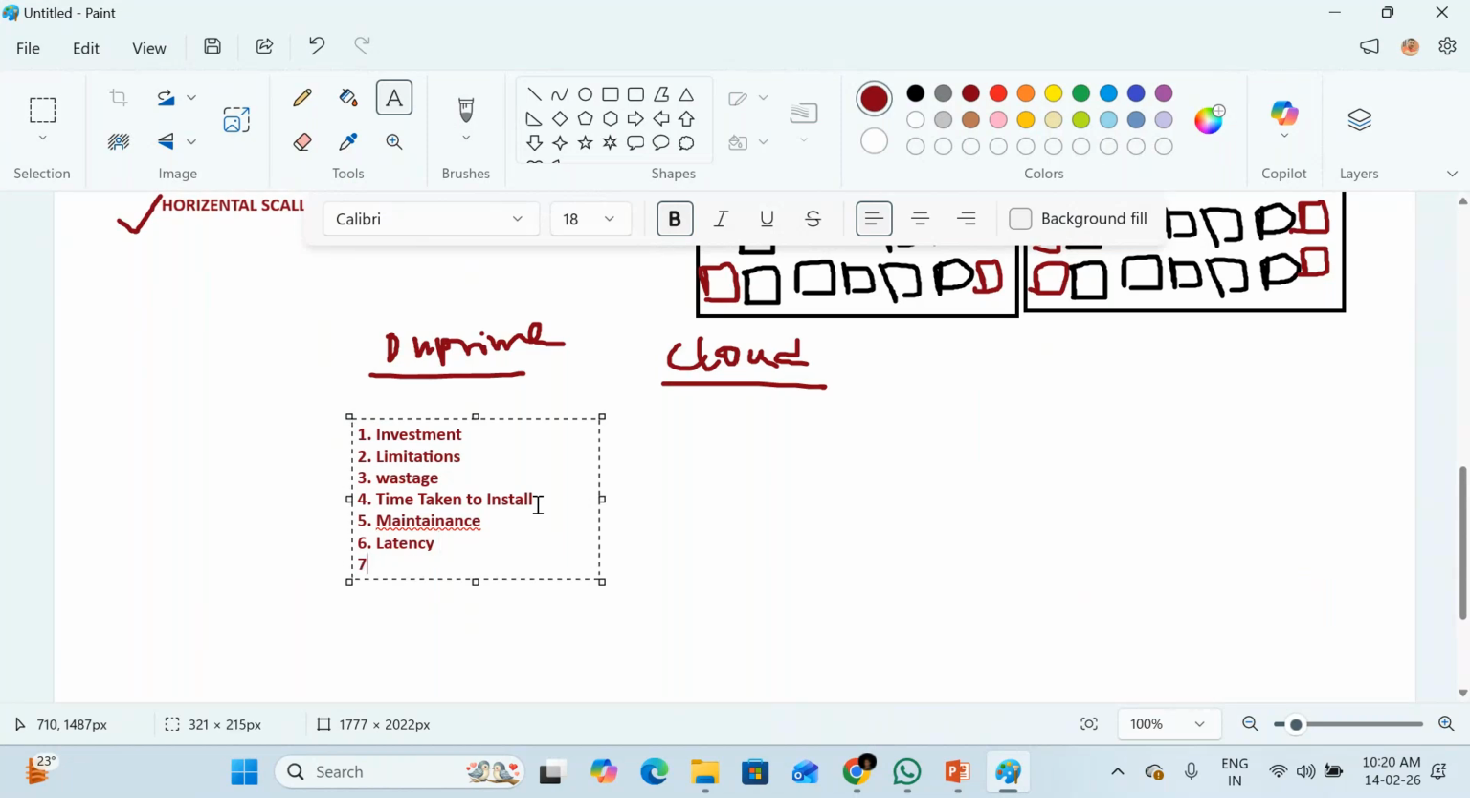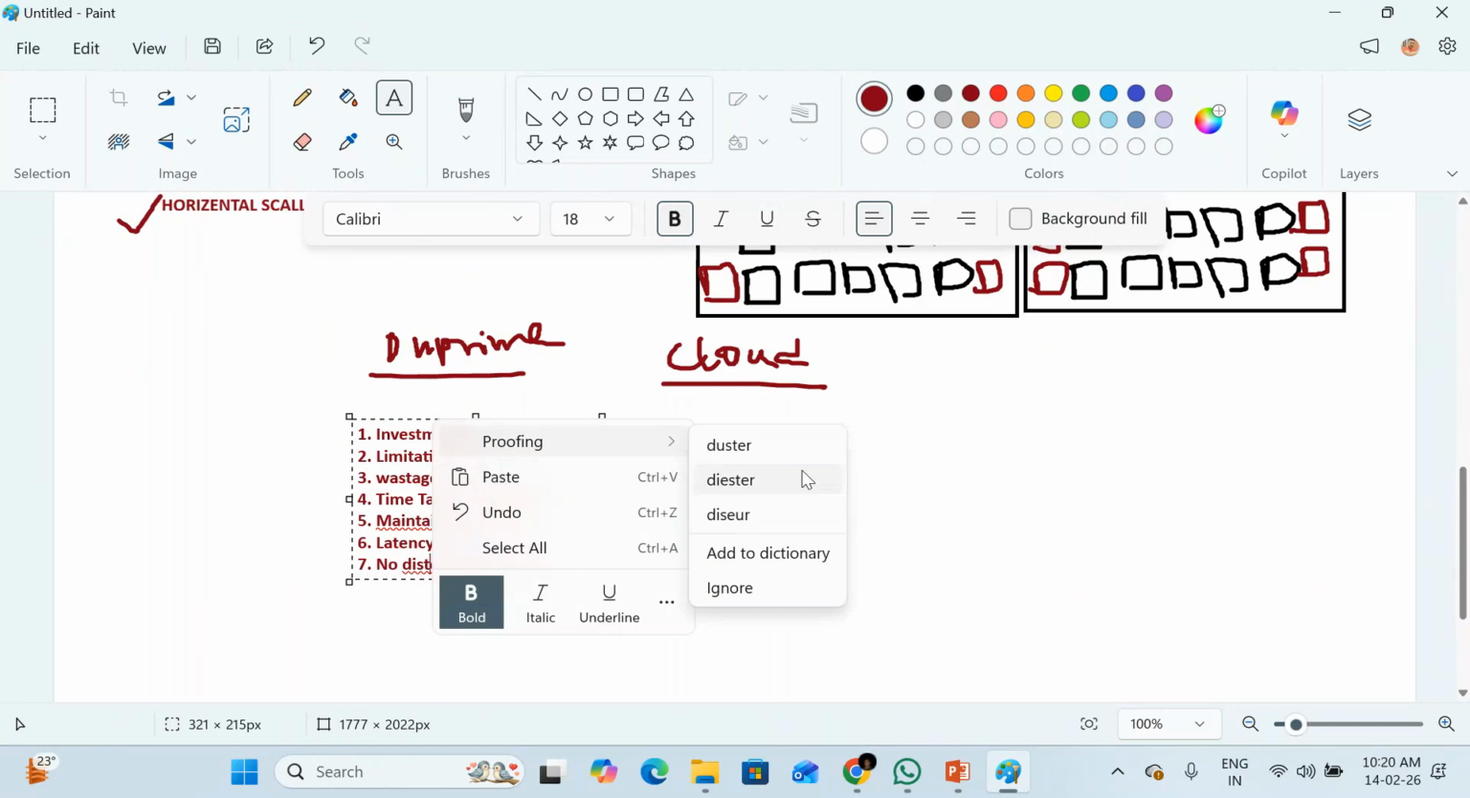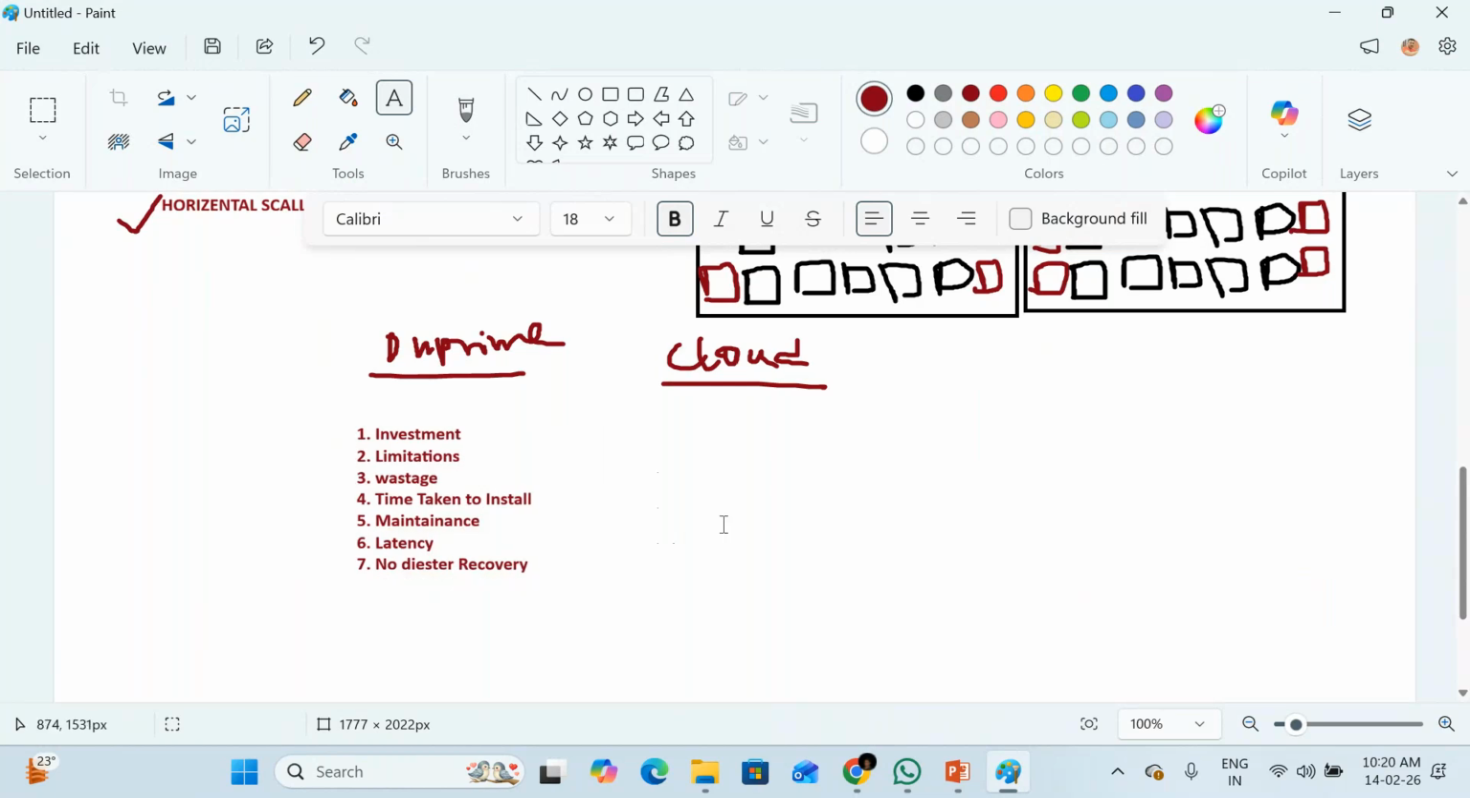Next, the seventh point, no disaster recovery. For example, if power fluctuations happen and it collapses, what will happen? The entire thing will fail. The entire hardware will fail. You got my point. So again, there is no high availability. These all are the problems in on-premises.